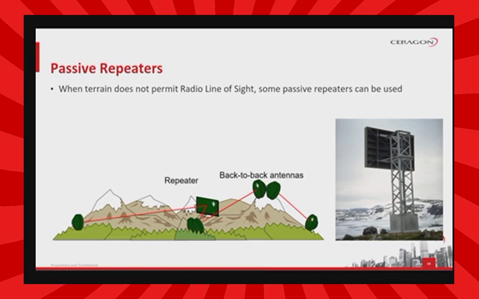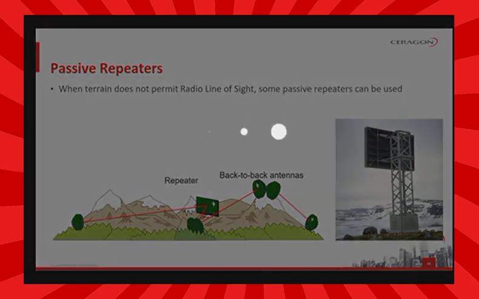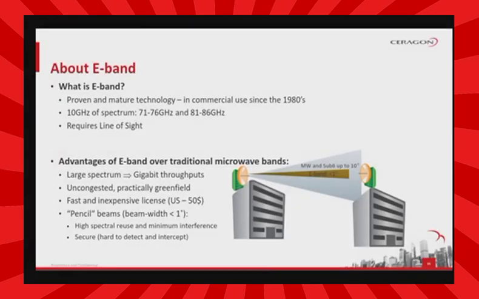Next to it, on the same diagram, you can see the second scenario, where a back-to-back antenna installation is used because of the same reason. No direct radio line of sight could have been achieved. Both examples serve the same purpose, it's just a matter of client preference due to cost, tower height or the specific location. E-band is already a proven and mature technology in commercial use since the 1980s.